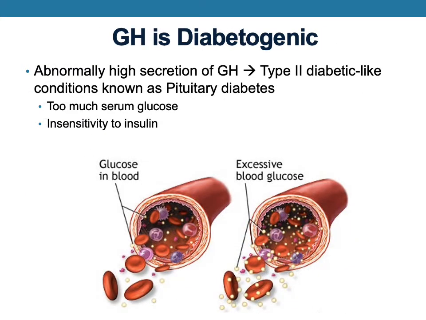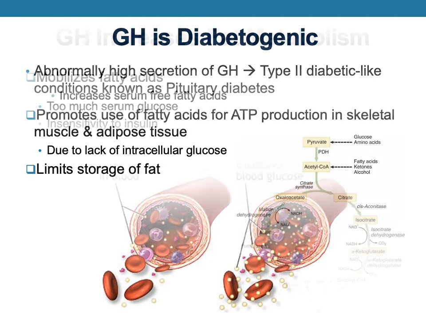Growth hormone is considered diabetogenic because of its normal effect of increasing serum glucose. Normal levels of growth hormone are not a problem. However, abnormally high secretion of growth hormone could lead to type 2 diabetic-like conditions known as pituitary diabetes, such as too much serum glucose and insensitivity to insulin.